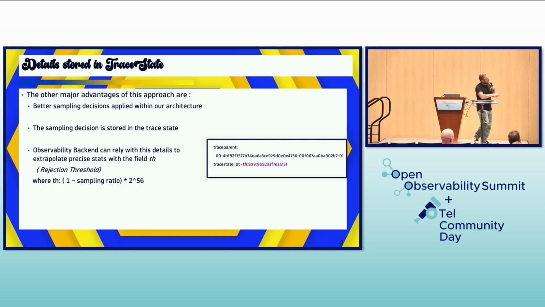You see the formula to get this field. What's the field name? TH is 1 minus the sampling ratio, multiplied by 2 to the power of 56. So you can calculate back the sampling rate decisions. This is amazing because at the end you will resolve, first, making sure that the stats are accurate, and the other thing is more realistic sampling decisions from the head's perspective. So this needs to be available everywhere. Cross your fingers that it happens.